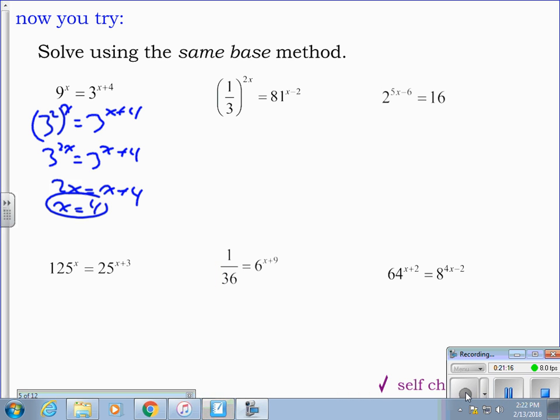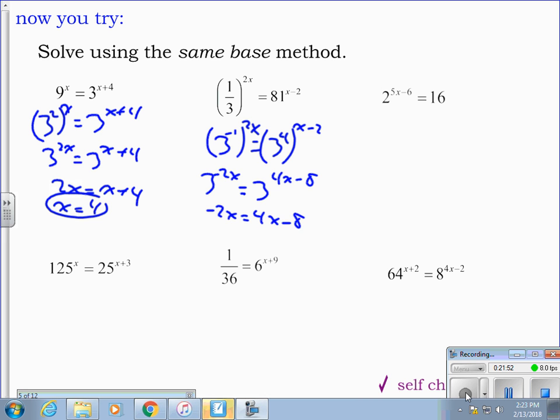Next one's a little harder, but the 1/3 gives me a clue. I can write 81 as 3 to the 4th power. So 1/3 is 3 to the negative 1 to the 2x equals 3 to the 4th to the x minus 2 power. Rewrite them both as base 3. So that means I have 3 to the negative 2x equals 3 to the 4x minus 8. Negative 2x equals 4x minus 8. Subtract 4x. Negative 6x equals negative 8. Divide by negative 6. x equals 4/3, because you always reduce.